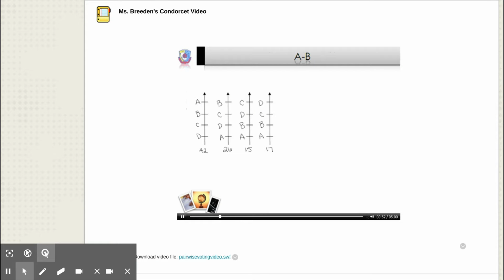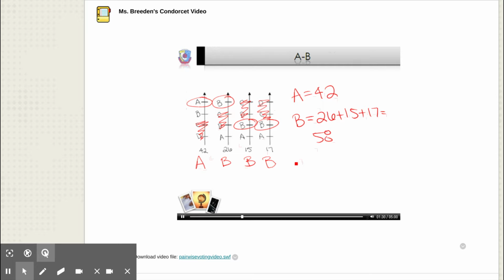First, we're going to compare A to B. If you're a visual person, you might like to get rid of the other candidates on your preference chart. So I'm going to scribble out everything that's not A and B. In the first row, A is ranked first, but on the second one B is ranked ahead of A. B is ranked higher in the third one, and B is ranked higher in the last one. That means A only has 42 votes. B got 26 plus 15 plus 17, or 58. That means that B won when compared to A.